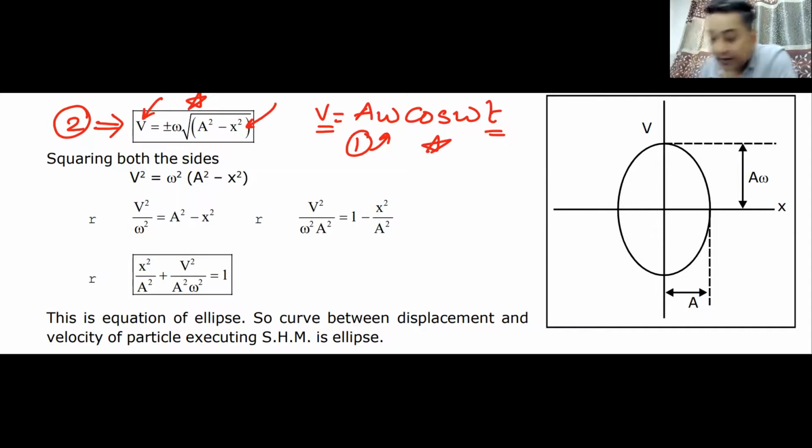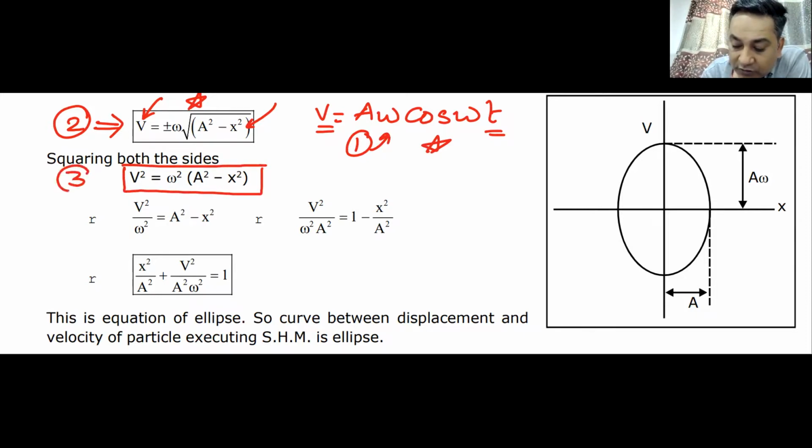We can write this second formula by squaring it in the form of a third formula. So the third formula is nothing but coming from the second formula itself. By doing some mathematics, I can write it in this form as well.